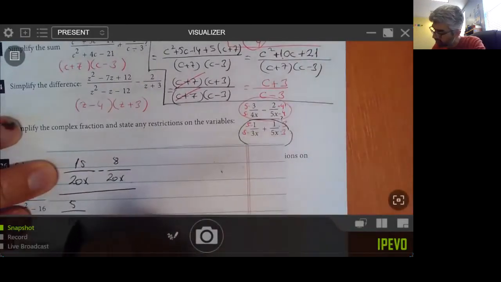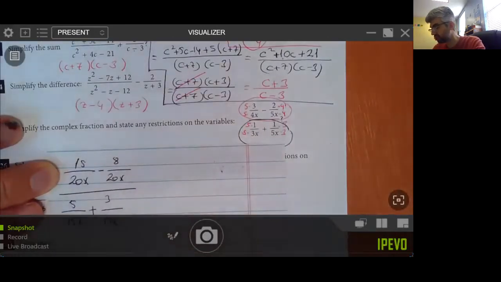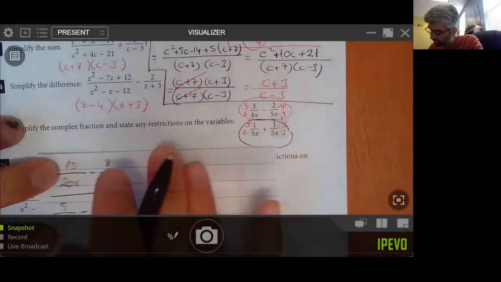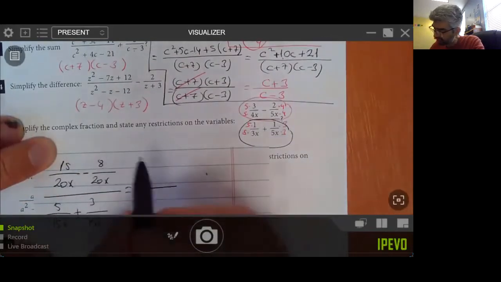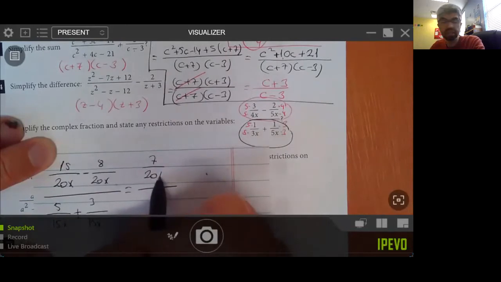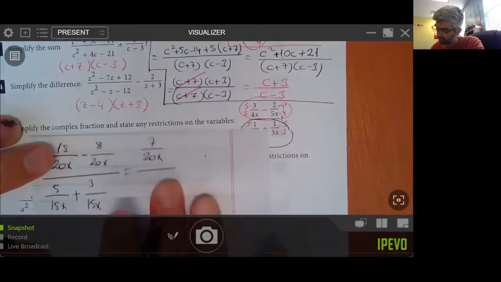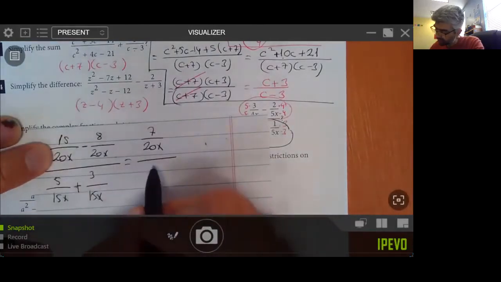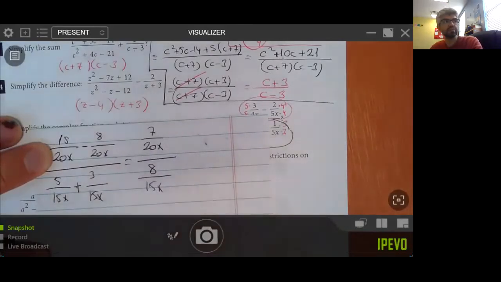15x plus 3 over 15x. So what do I have? Now, 15 minus 8 is 7, and the denominator is 20x in numerator. And 5 plus 3 is 8 over the denominator is 15x. This is the division actually, right?